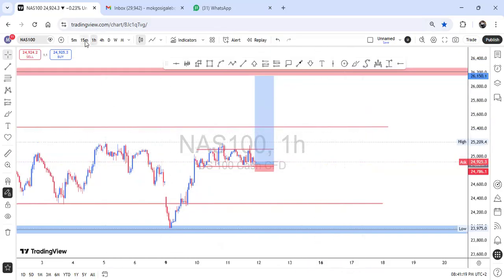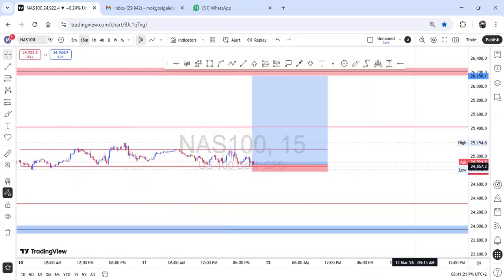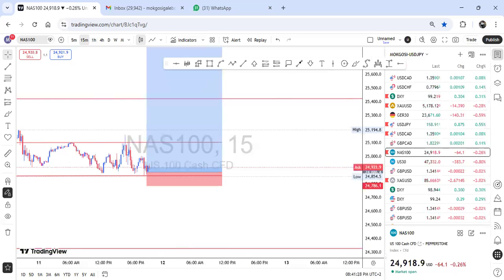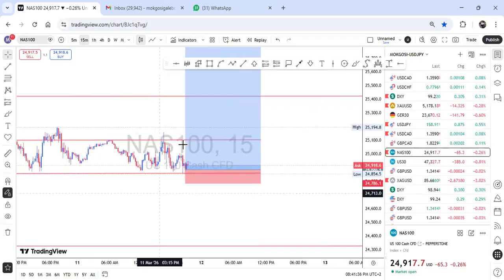So let's move to another time frame. Which time frame can we look at? Okay, let's check gold. Which pair can we check? But before we check another pair, let's be clear here.